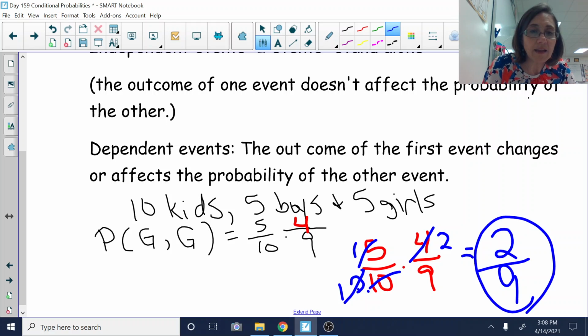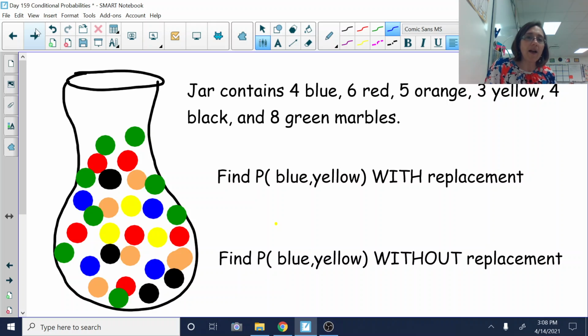So there is that. So this next page has an example that is going to be the basis for the puzzles that we'll do. So this jar contains 4 blue, 6 red, 5 orange, 3 yellow, 4 black, and 8 green marbles. Whew, that's a lot of marbles in there. I wonder how many marbles that is. So go ahead and add those up, see how many marbles you get.